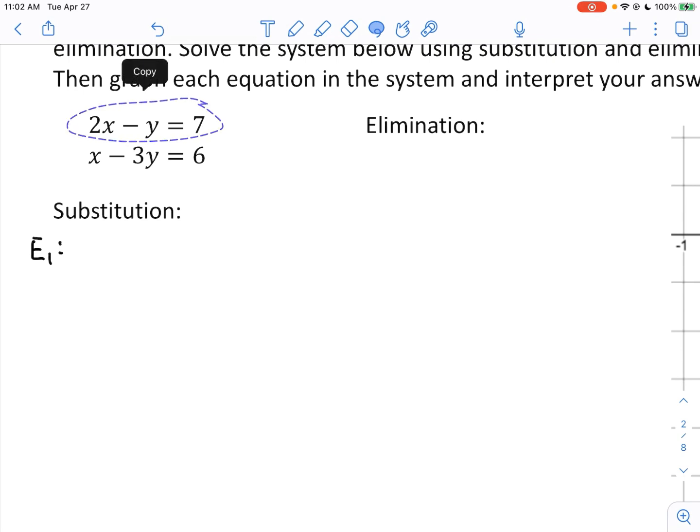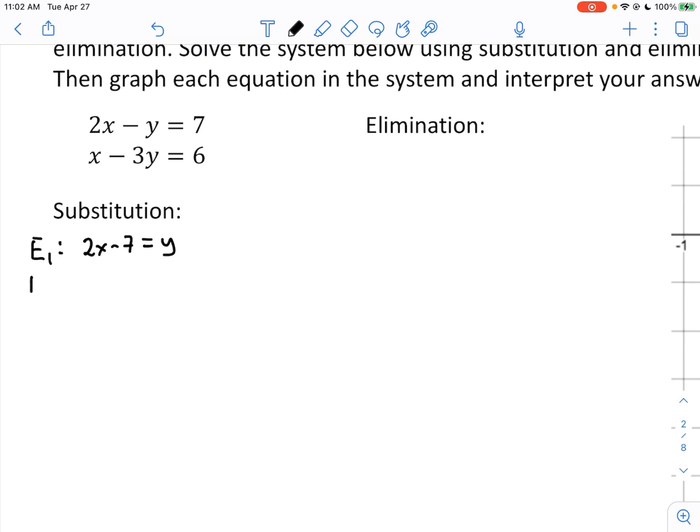If I tried to solve this equation for x, I would have to divide everything by 2, and that would cause some fractions. And fractions tend to slow down the process and/or lead to silly mistakes. So let's take that equation and solve it for y. I'm going to take this y and add it to the right side and take the 7 and put it on the left side so that it looks like 2x minus 7 is equal to y.